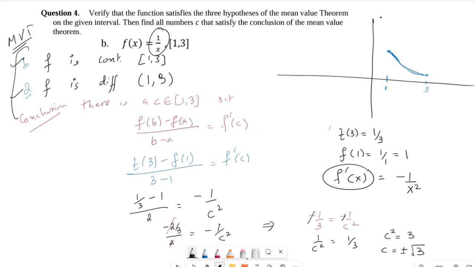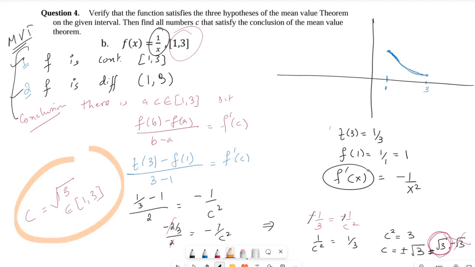Now, we are getting plus or minus, which means it is basically root 3 and negative root 3. We cannot take negative root 3 because our interval is only from 1 to 3. So what is your answer? Our answer is c is equal to root 3, because that does belong to the interval 1 to 3. This is your final answer to find all the numbers c which satisfy the conclusion of the mean value theorem.